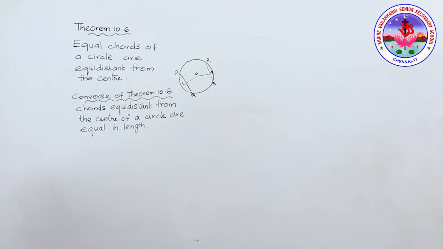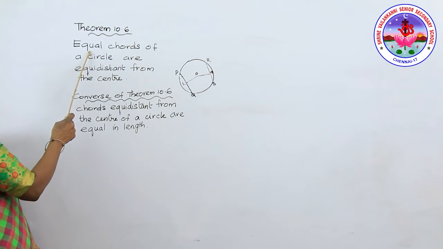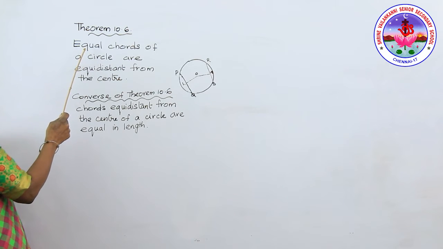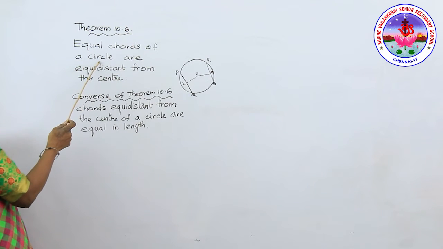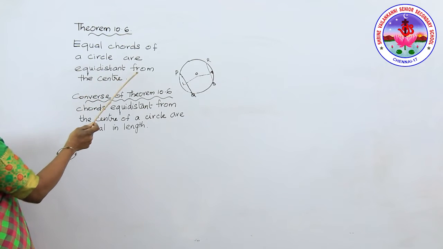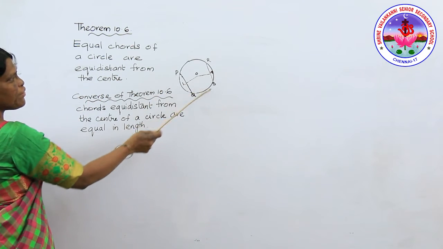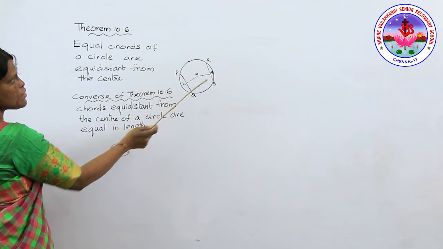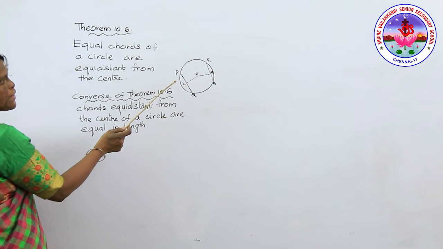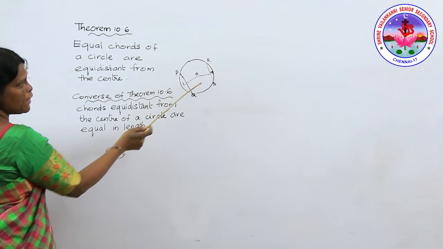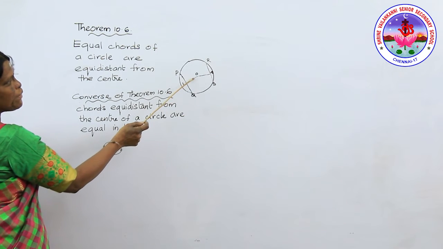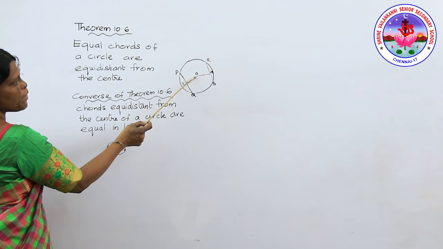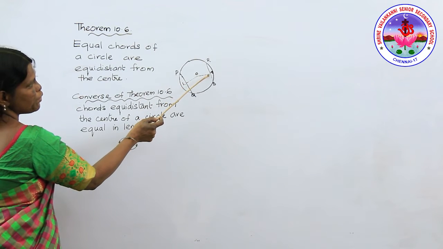Let us see now. Coming to the session, we are going to see one more property which states that equal chords of a circle are equidistant from the center. So he has given a figure where PQ and RS are equal chords. He says that if the chords are equal, then they must be at an equal distance from the center. So my OL distance will be equivalent to OM.